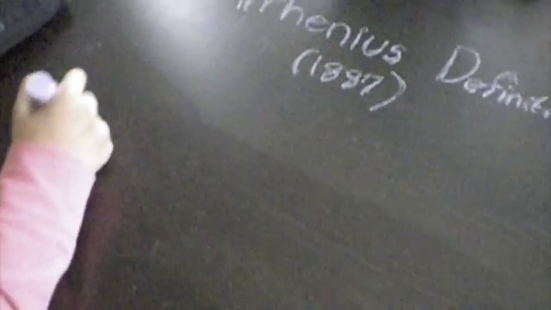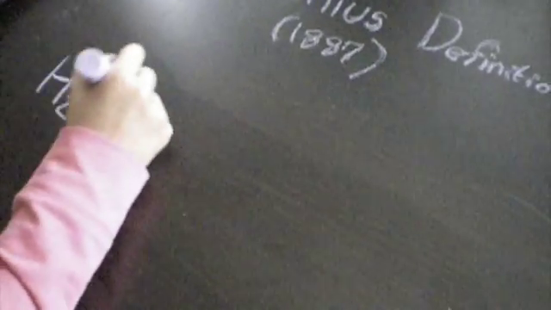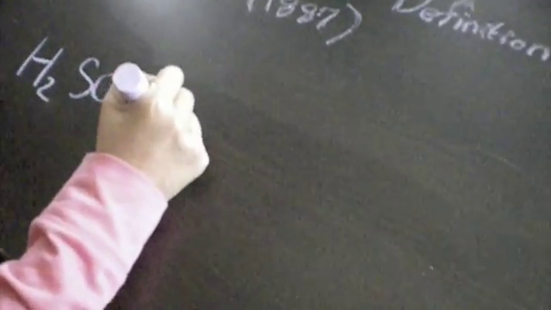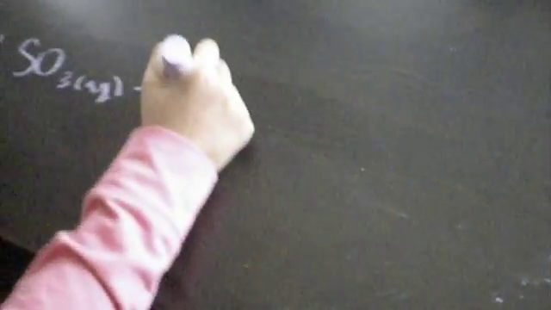According to Arrhenius, a weak acid is when a chemical ionizes very little to make a low H positive aqueous, and mostly just dissolves. An example of this would be H2SO3 solid yields H2SO3 aqueous.